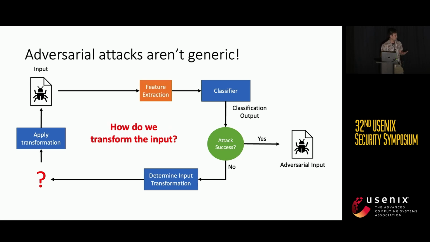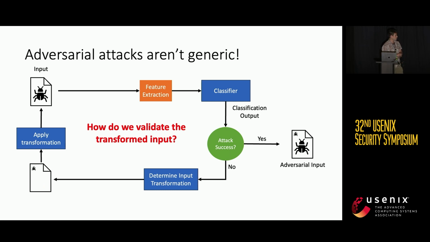And even after we get the features, we then have to somehow transform the input. With images, it's really easy. We just have to add and subtract numbers. But with something like a file, what does that mean? How do we go from, I want to increase feature 4 by 0.2, to that's how I want to transform the file? And there's also a question of validity, right?